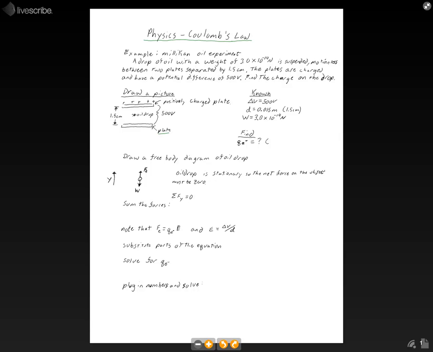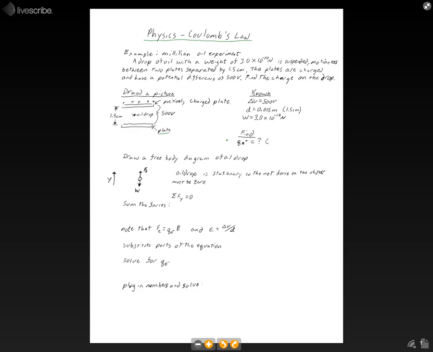We have our knowns. We know the potential difference is 500 volts. We know the distance is 0.015 meters, or 1.5 centimeters. The weight of the oil drop is 3 times 10 to the negative 14th newtons. And we are looking to find the Q sub E, which we don't know.